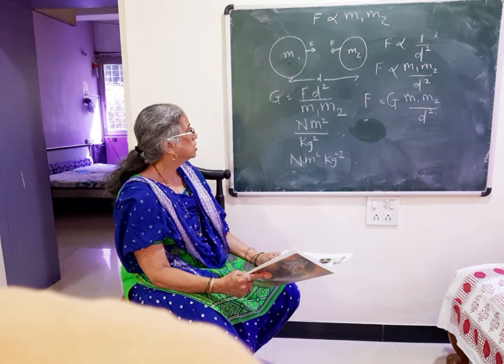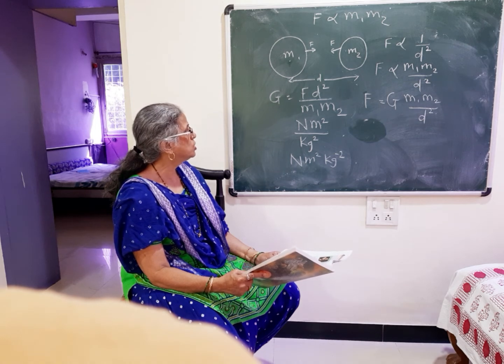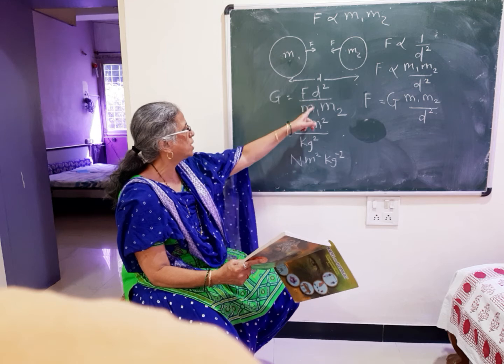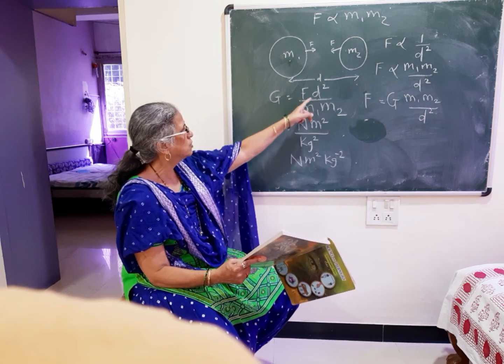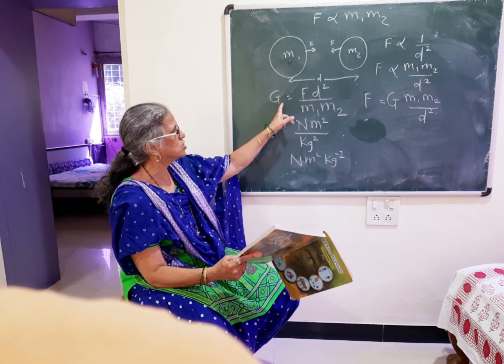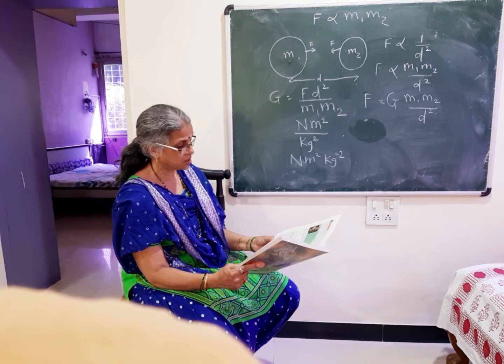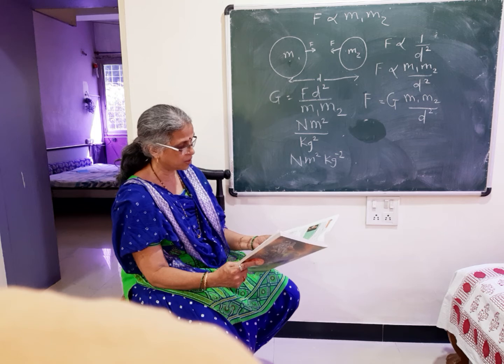So when the force is 1 Newton, the distance 1 unit, and the masses also 1 unit, then whatever the gravitational constant will be is the unit gravitational constant. That is how you are going to define it. So you mark these two definitions.